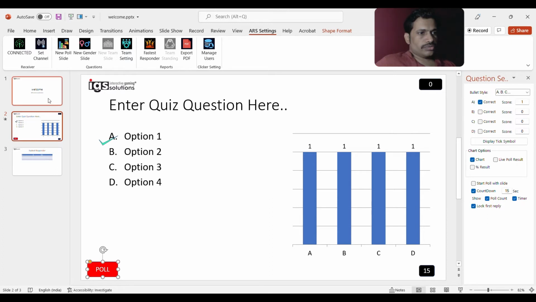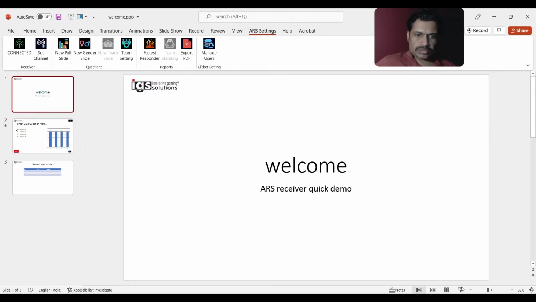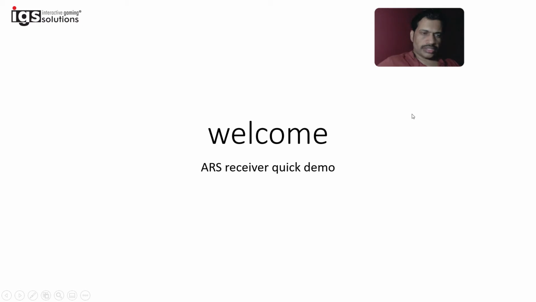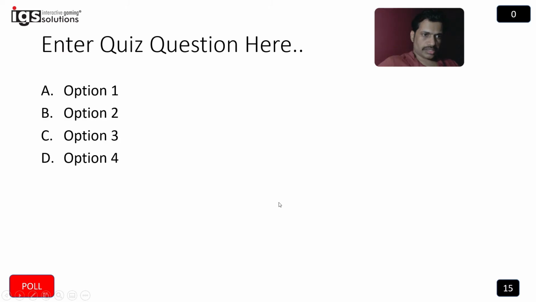Okay, so we'll just run a demo over here and see how the receiver works. It's connected. I'll just click on show. So we are running a show right now, that is our PPT in show mode. Now I'll switch to the second slide, that's our questionnaire slide. I click and it's on the quiz slide.